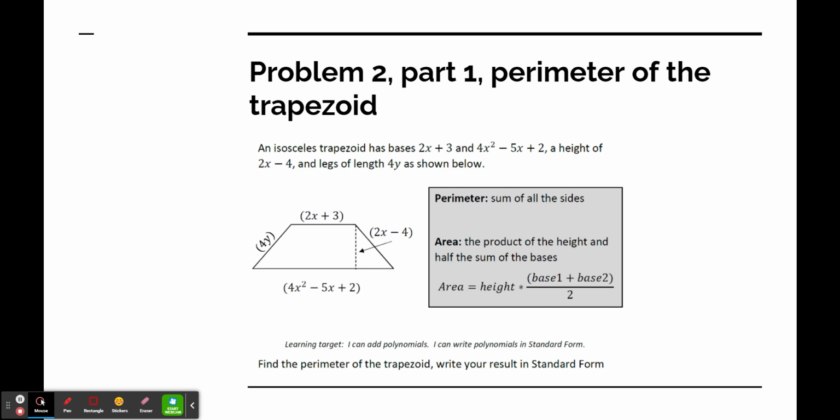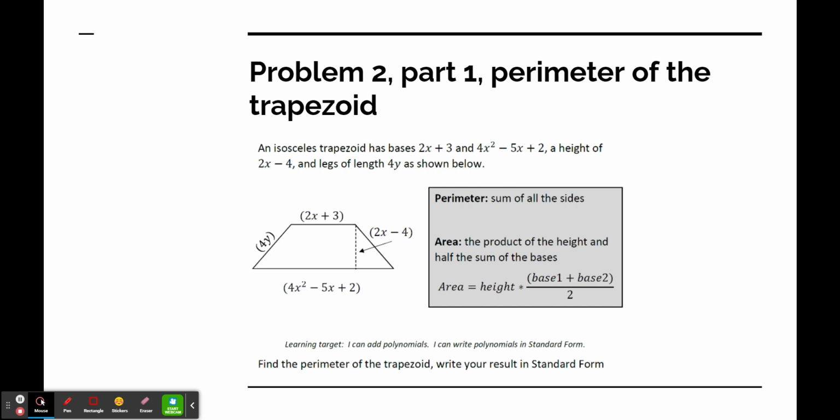But we're starting with the perimeter. So this is an isosceles trapezoid, which just means that those two slanted lines are going to be the same. They're both going to be 4y. Those are called the legs. And then there's two bases. That's the flat bottom and the flat top. The bottom one is 4x squared minus 5x plus 2. And the top is 2x plus 3.